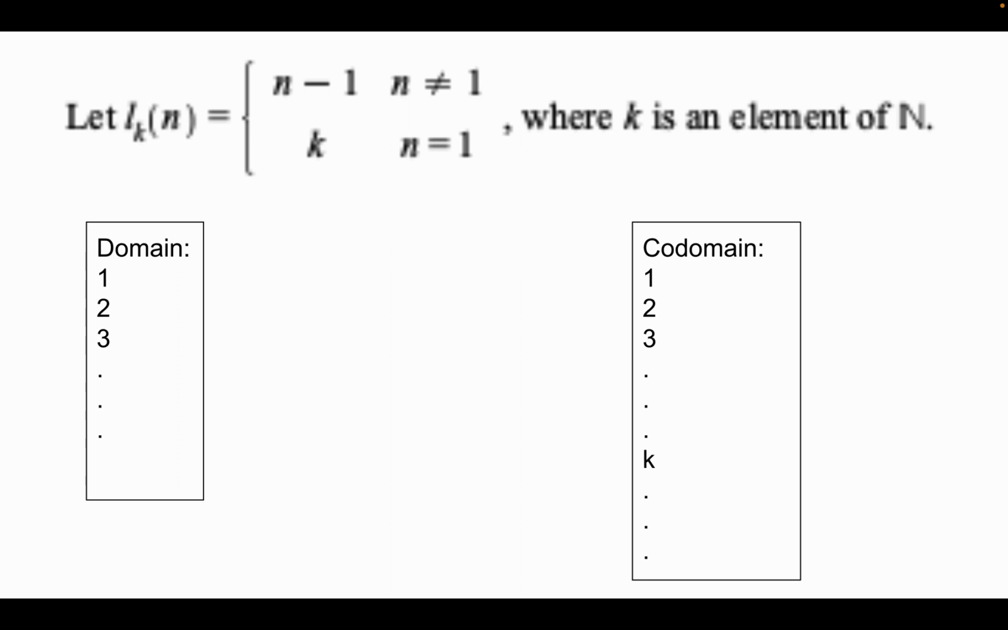So the solution is to show that there are infinitely many left inverses for our function S of n, is to let L sub k of n equal this piecewise function, which says that the function is n minus 1 when n doesn't equal 1, and that it's equal to k when n does equal 1. And k is an element of the set of natural numbers.